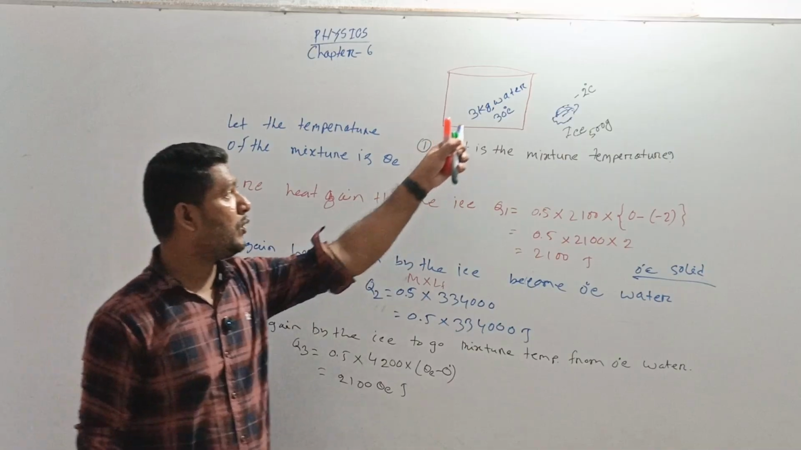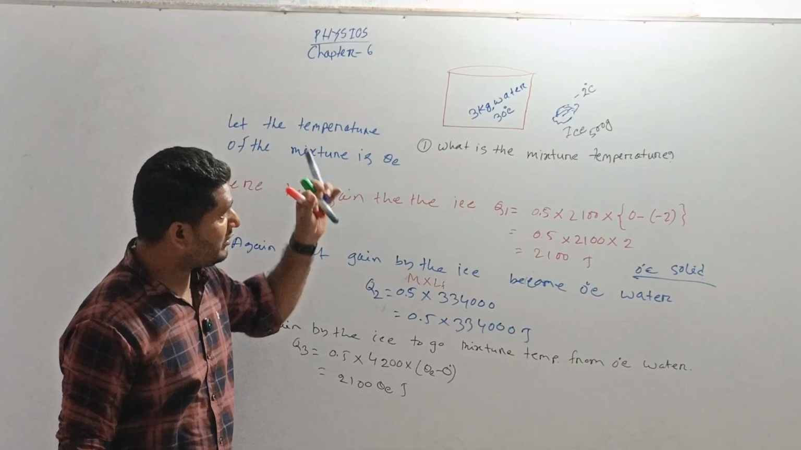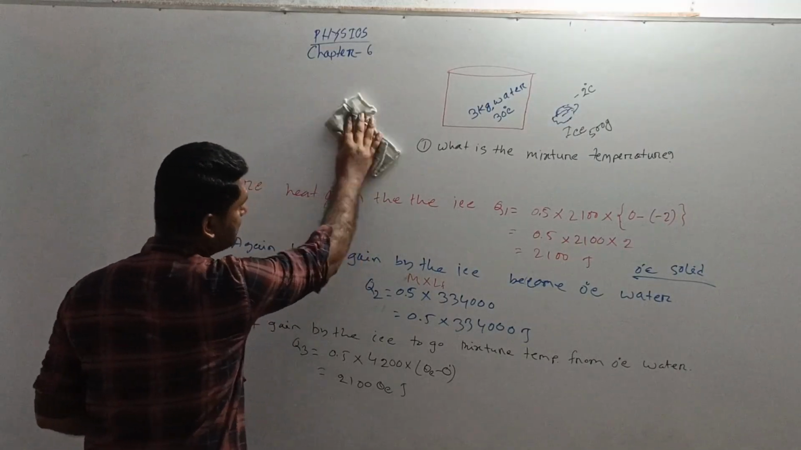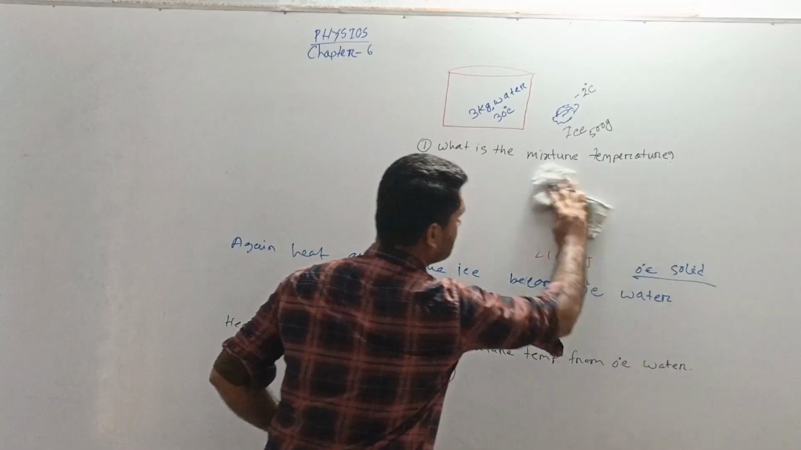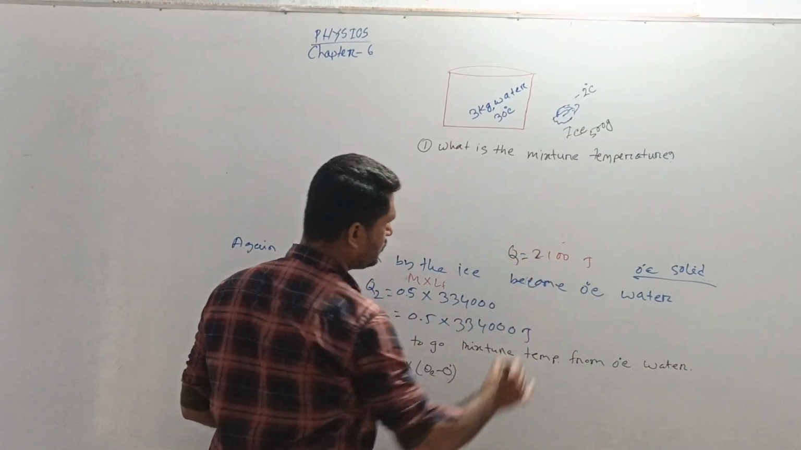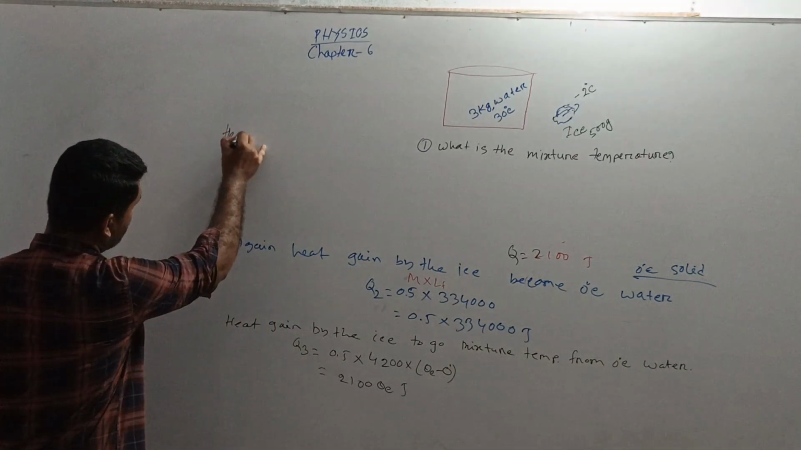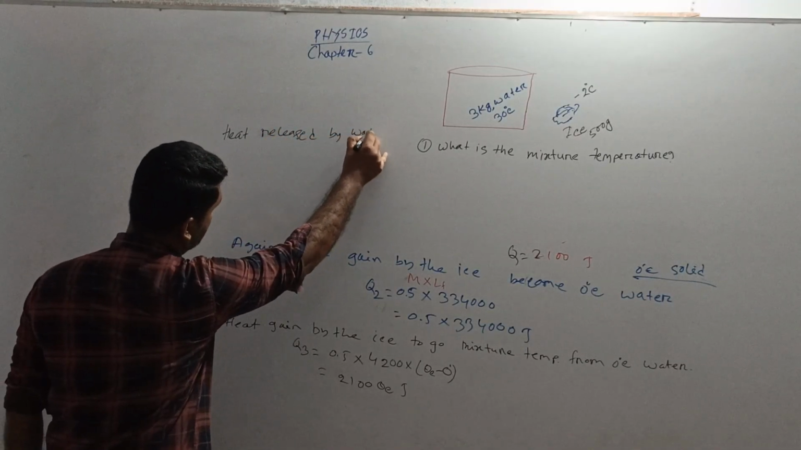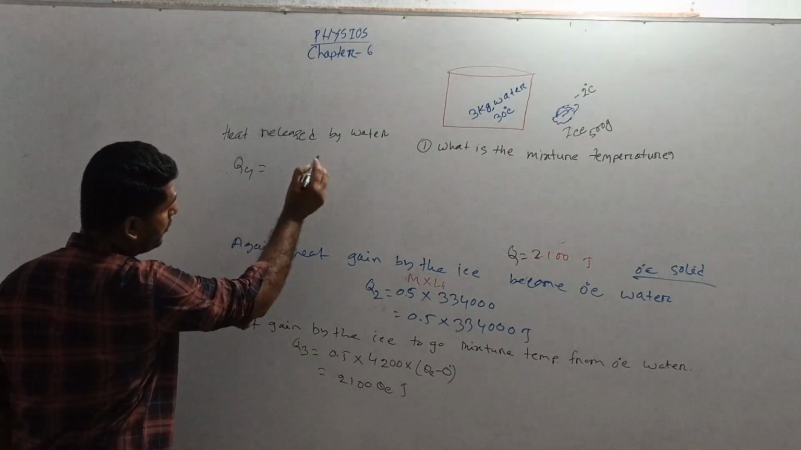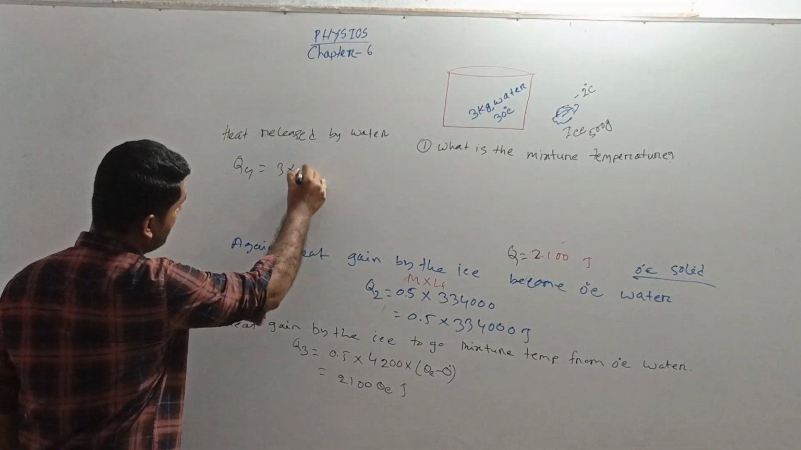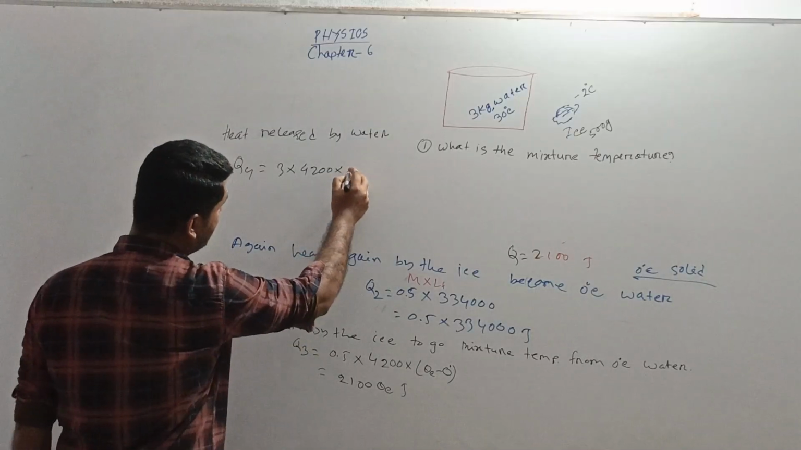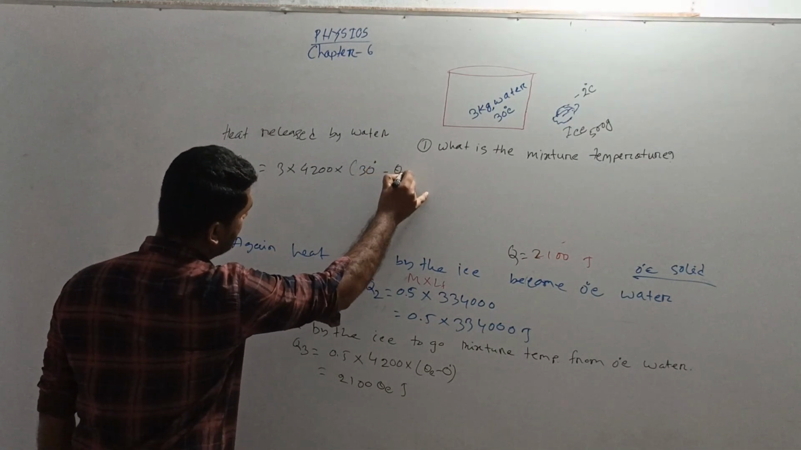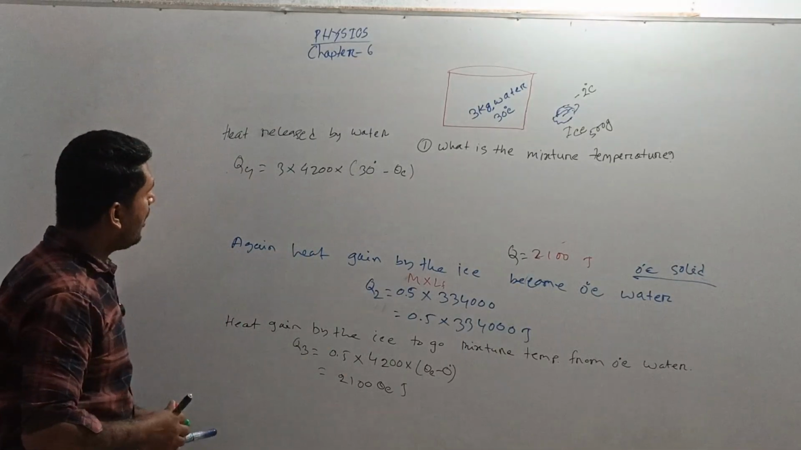Now for the water, which will release heat here. We have to calculate the amount of heat released by the water. Heat released by water, Q4, equals mass of water, which is 3 kg here, and specific heat of water is 4200, and the change of temperature is from 30 to theta C, that means 30 degree Celsius minus theta C. So this is the amount of heat released by the water.